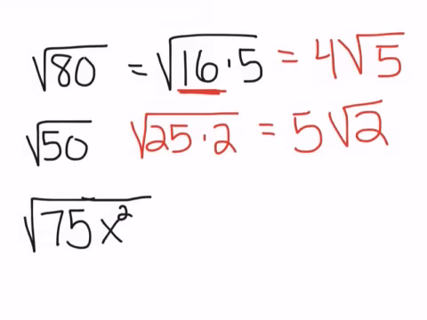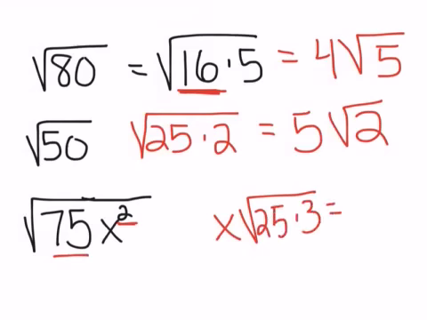The next example is a little bit tougher because I put a variable underneath, but I did on purpose put a variable that was to the 2nd power. So the square root of x squared would just be x. And then I would have underneath still 75. But 25 times 3 is 75. So I would get 5x root 3. 25, and if I take the square root, I get 5.